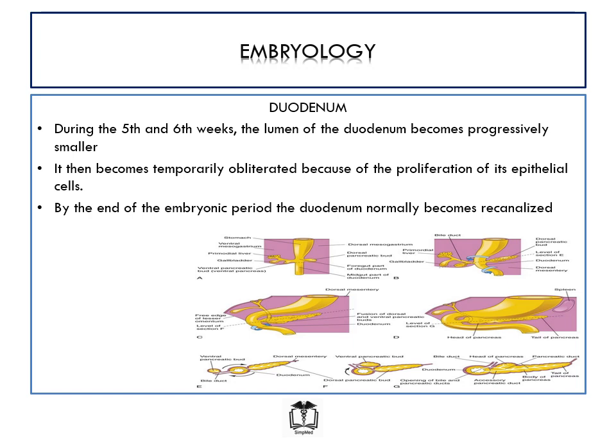And this is very important because if there's a failure of recanalization of the lumen of the duodenum, this could lead to a common anomaly known as duodenal atresia or duodenal stenosis, depending on the extent. We'll talk about that at the ending of this model.